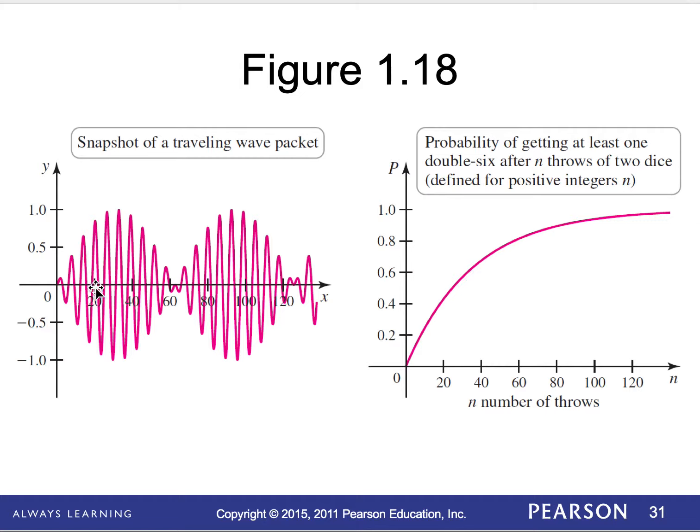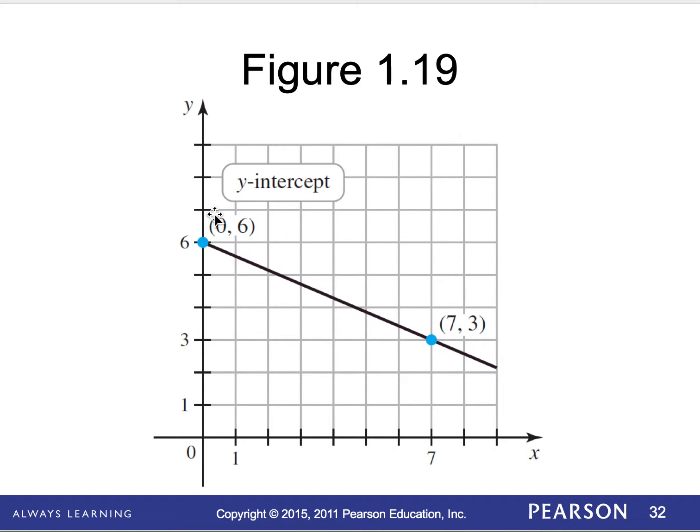And if we look here, I've got a snapshot of a wave, and I also have this other graph. So based on what you've learned in the text, what do you think would be a transcendental and what do you think would be an algebraic function? So take a minute just to kind of think on that and think about which one meets those qualifications.